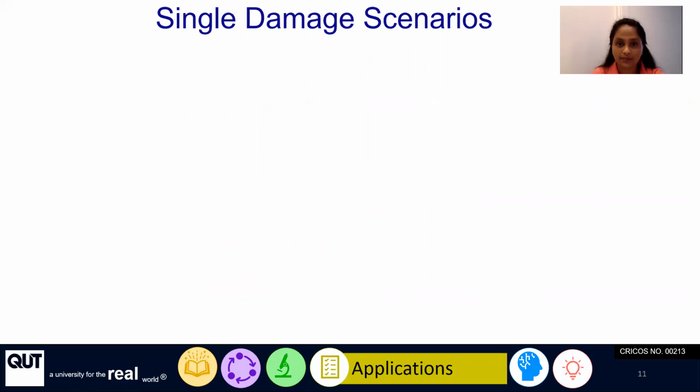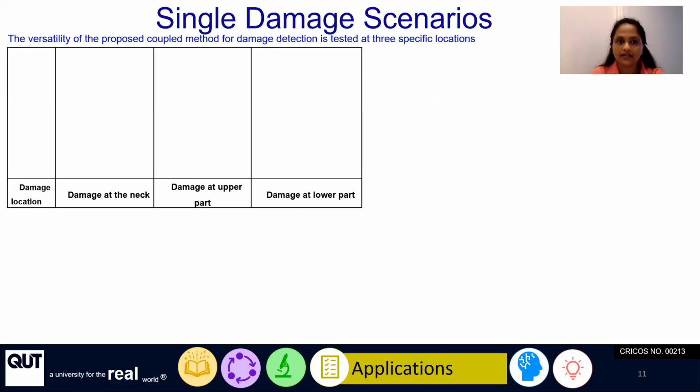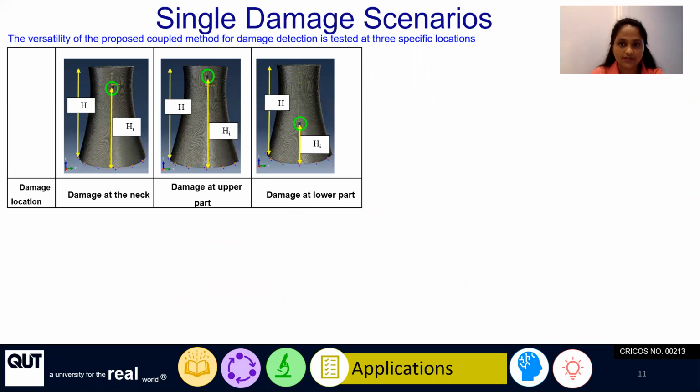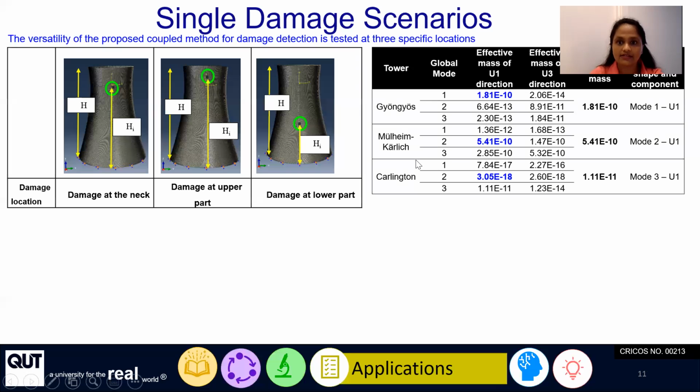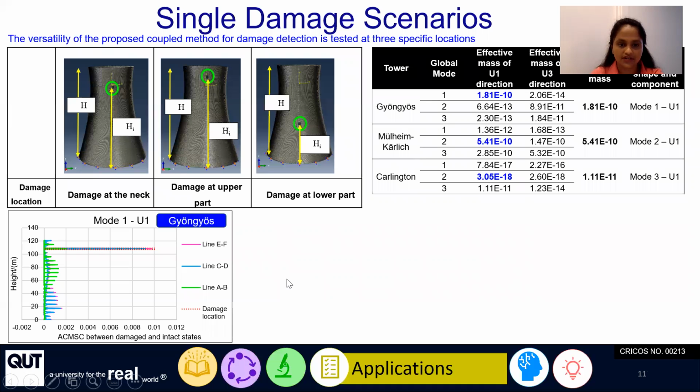Then I have tested the coupled method using a real cooling tower structure. The height ranges from 80 to 240 meters. Considering three specific locations: damage at neck, upper part, and the lower part. And in this case also, first I have created the intact models, and then I have extracted the effective mass values of U1 and U3 components for the first three global modes for each structure. And then I have identified the dominant mode and mode shape component. Then I have used this dominant mode and mode shape component to detect the damages in these structures.